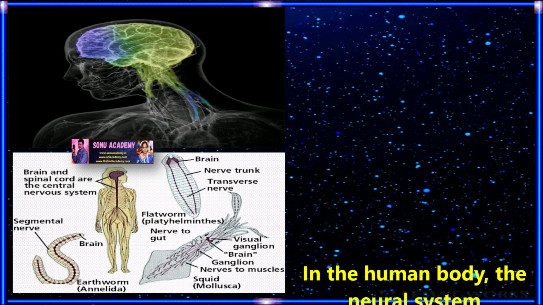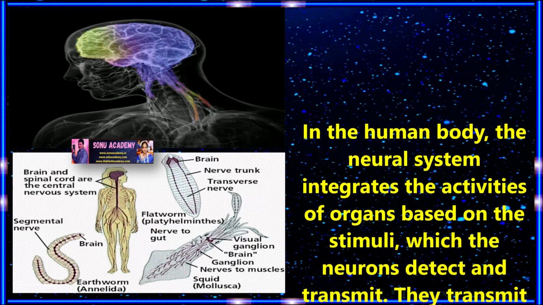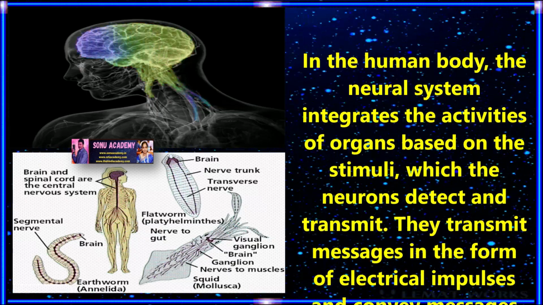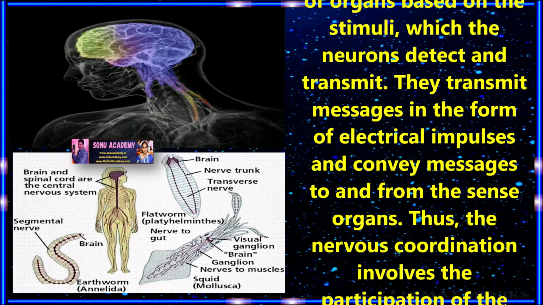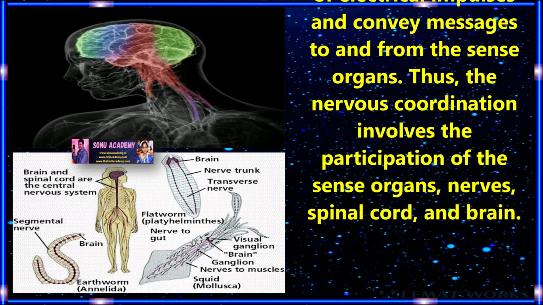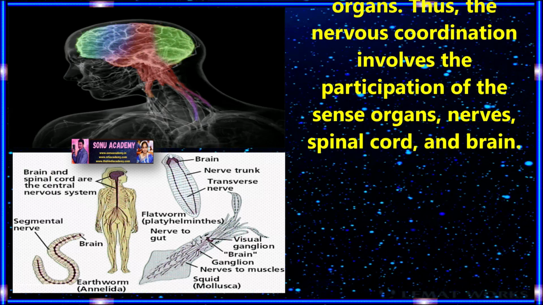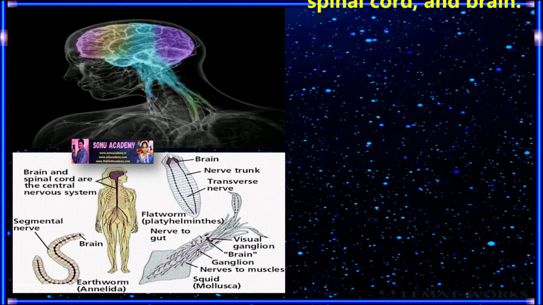In the human body, the neural system integrates the activity of organs based on the stimuli which the neurons detected and transmitted. The message is transmitted in the form of electrical impulses and conveys messages to and from the sense organs. Thus, the nerves' coordination involves the participation of the sense organs, nerves, spinal cord, and brain.